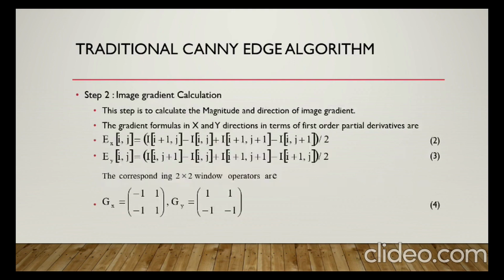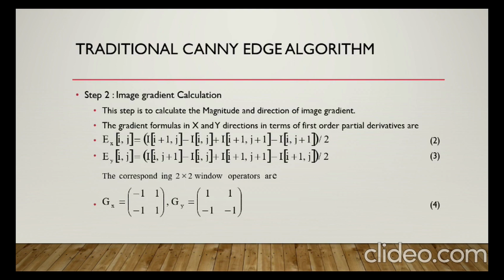The second step is image gradient calculation. The traditional Canny edge algorithm uses the 2x2 neighboring area to find the image gradients. The gradient in the x direction and the gradient in the y direction equations are equation 2 and equation 3, and the corresponding operators are gx and gy. Using these two equations, we get the gradient magnitude and gradient orientations.